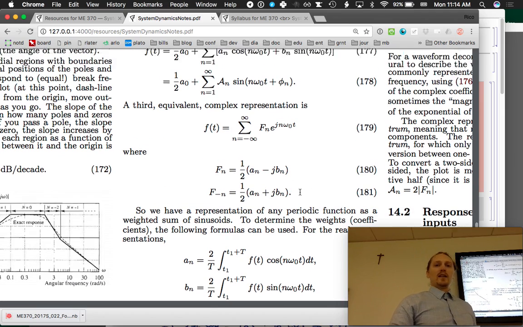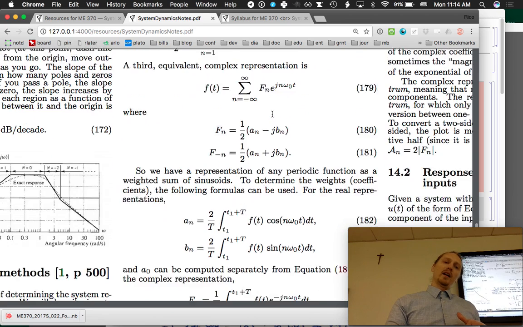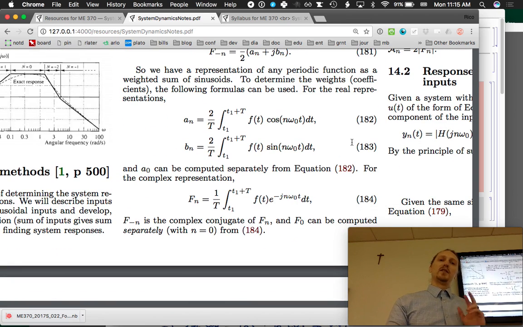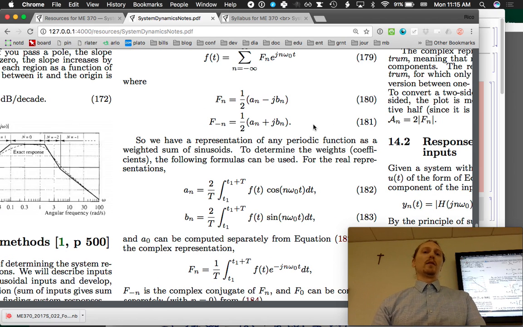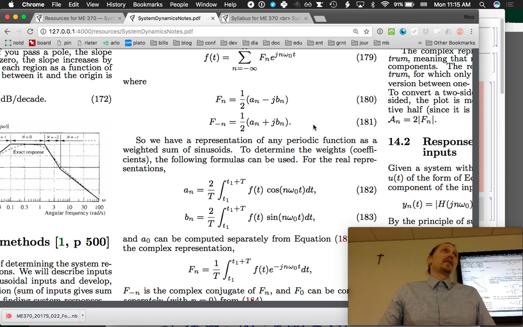Once again, equations 175 and 176 allow you to convert from the lowercase an and lowercase bn to uppercase An and phi n, right? And 182 and 183 allow you to convert, 180 and 181 allow you to convert from an's and bn's to fn's. Okay? Lots of conversions, lots of formulas, but once again, it's just maths, and we know how to do the maths. We just need to use the right maths in each particular place, but no big deal.